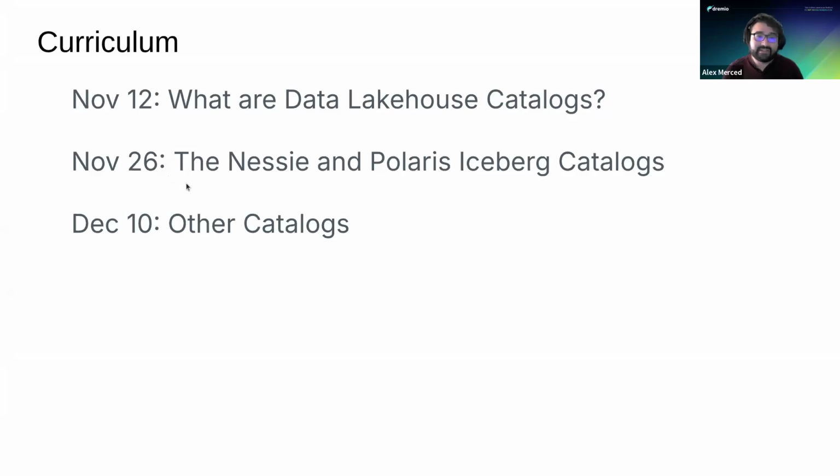Then on November 26th, we're going to be going over specifically the Nessie and Polaris Iceberg catalogs. And on December 10th, we'll discuss other catalogs such as Unity, Gravitino, and Hive, AWS Glue, and others. So overall, by the end of this course, the idea is that you'll be very comfortable understanding the world of Lakehouse catalogs and what's the difference between Lakehouse catalogs and other things that are called catalogs.